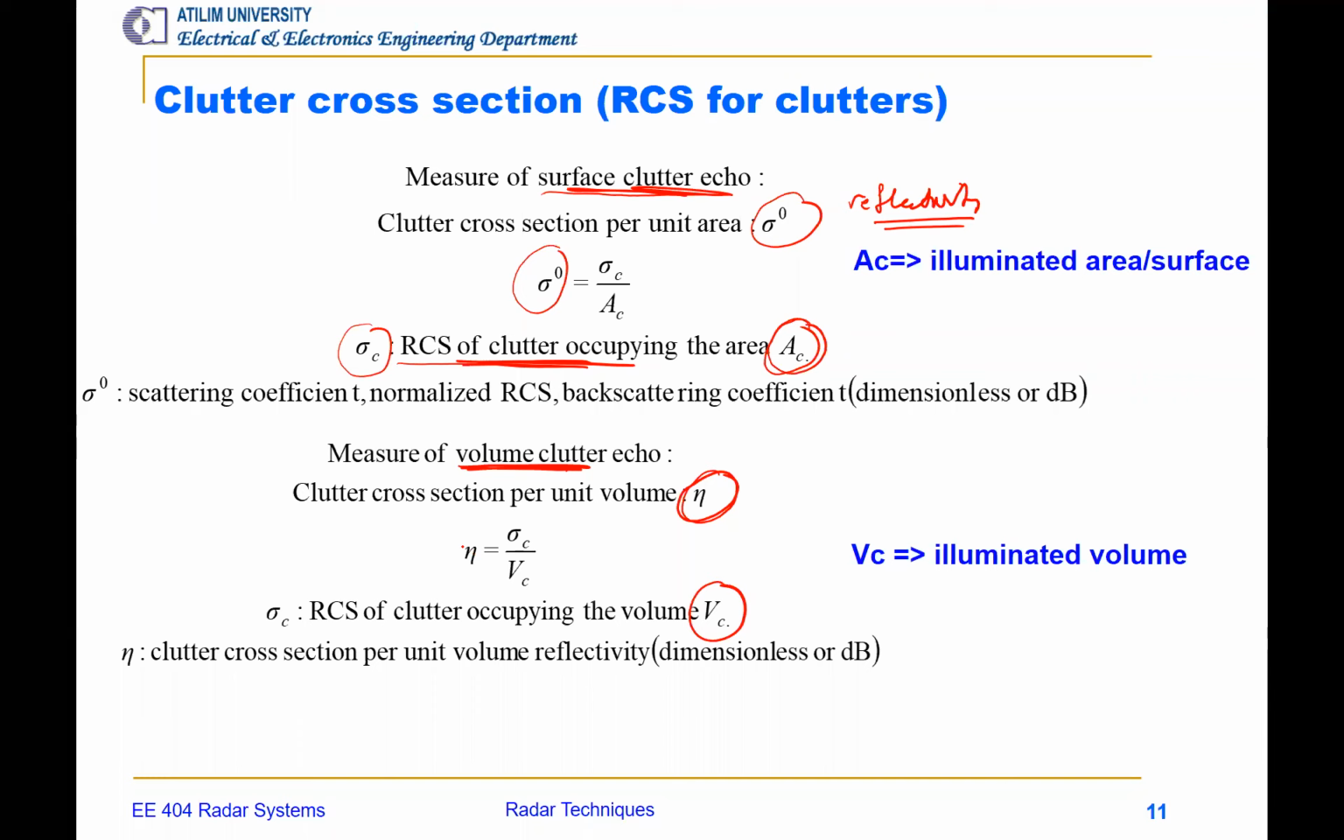Similarly, eta, which is the clutter cross section per unit volume, is RCS of the clutter occupying a volume, sigma c, divided by that volume, Vc. Both are dimensionless, so just a number. If it is written in dB, it's 0 to minus infinity dB, or from 0 to 1 in number.